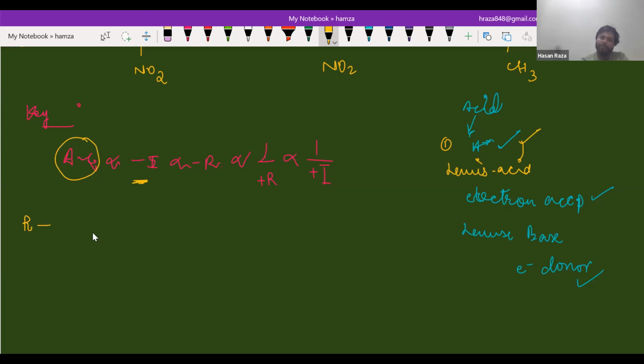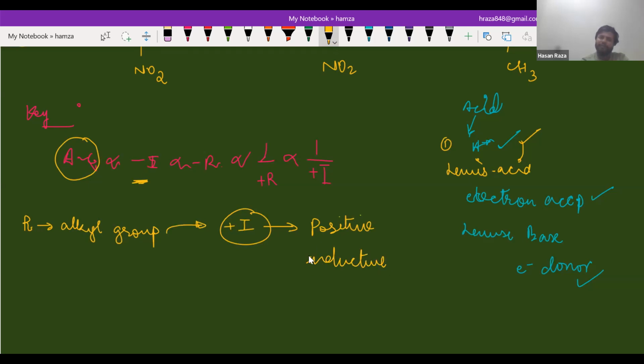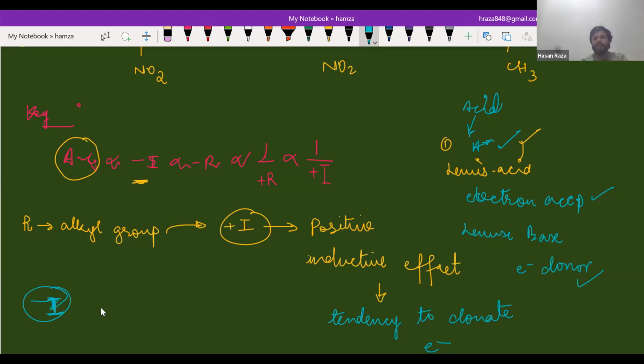And always remember, this R is basically an alkyl group, that means methyl, propyl, butyl, and it has the tendency of plus I, positive inductive effect. Tendency to give electron, tendency to donate electron. First of all, write it. If I write minus I, that means tendency to gain electron. Write it first, and then I'm going for plus R and minus R.